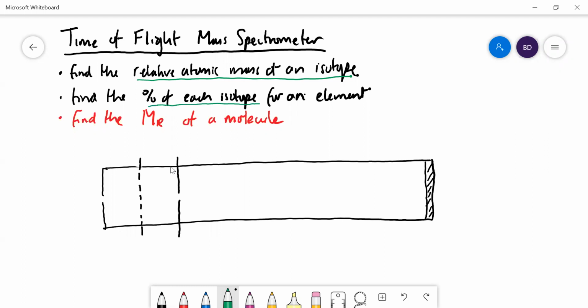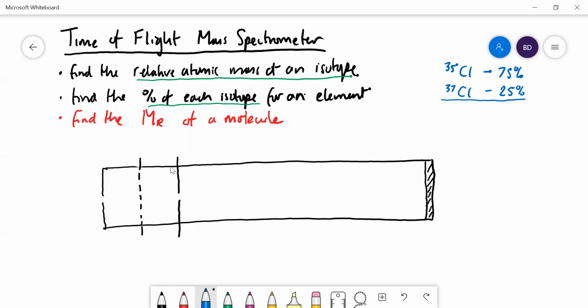So, for example, let's talk about chlorine, because everyone's pretty familiar with that. Chlorine, we know that you've got 35Cl, which is about 75% of chlorine, and you've also got 37Cl, and 25% of it is that. Well, the mass spectrometer is the way in which people have determined that these are the relative isotopic abundances of chlorine.